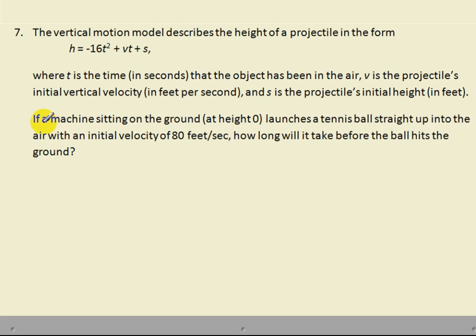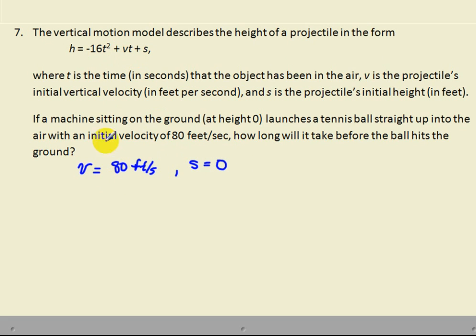Well, the question here is, if you have a machine sitting on the ground, so the height is 0, and it launches a tennis ball straight up into the air with an initial velocity of 80 feet per second, how long will it take before the ball hits the ground? Okay, so let's look at what we know. We know our initial velocity, v, is 80 feet per second. Okay, we also know that our initial height, s, is 0 because this machine is on the ground.